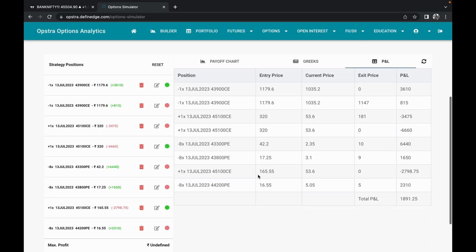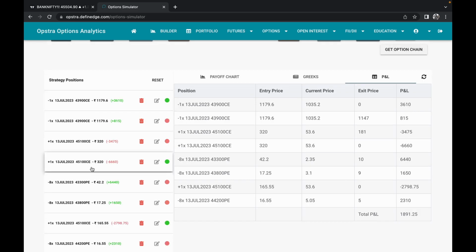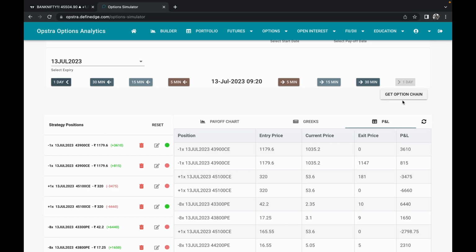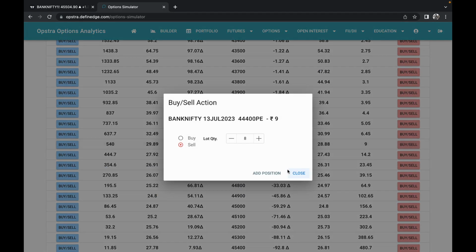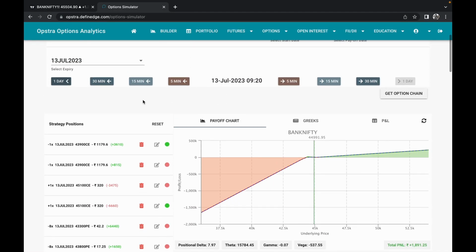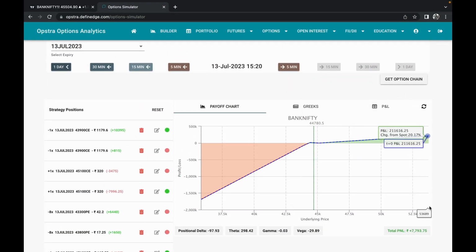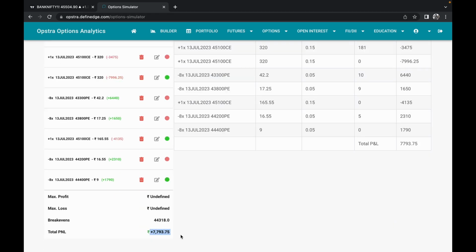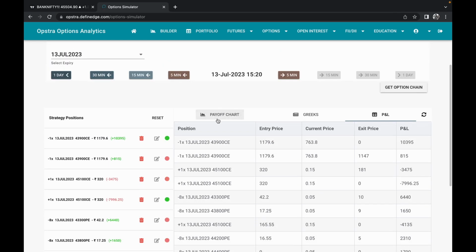But we are not going to do any adjustment on either side, call sell side or call buy side. The premiums are very low on the call buy side as the market has basically consolidated. Let's add our position. Let's directly move on to 330. Okay, at 330 you can see we are making 7,700 rupees profit and the premiums have gone almost to zero. This is the profit we are getting after the adjustment.